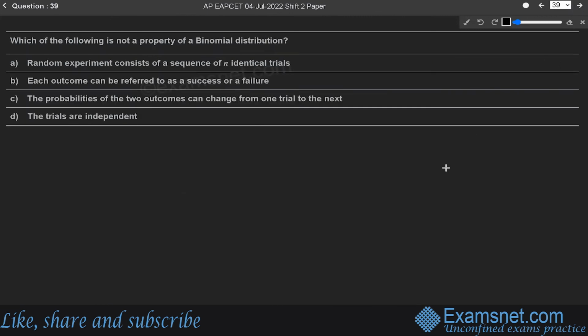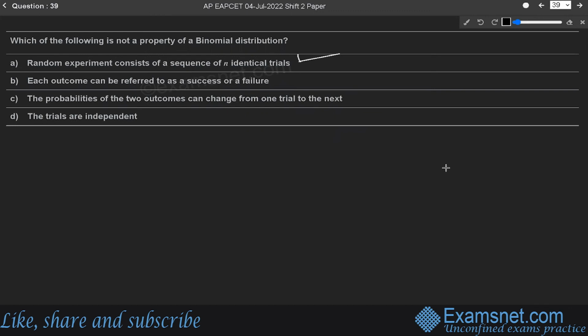Next question is a very, very simple question. Which of the following is not a property of binomial distribution? So let us read all the options. First option is random experiment consists of a sequence of n identical trials. Yes, this is correct, and this is a property of binomial distribution.